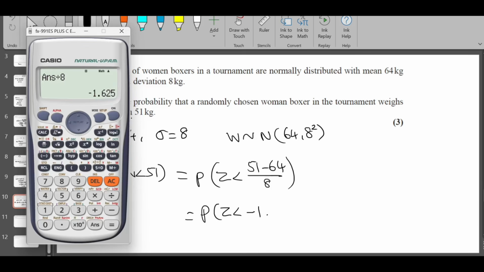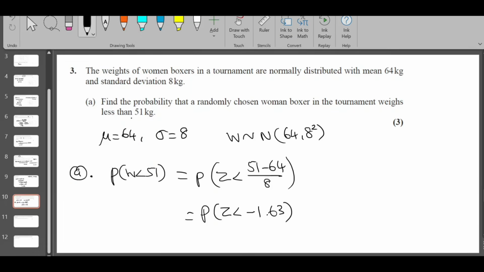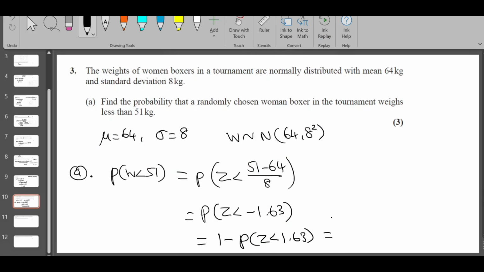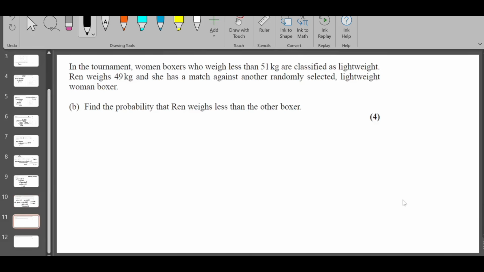I'm going to round it to 2 decimal places because if you look at the table, all the z values are in 2 decimal places. So the area on the left hand side of a negative number is the same as 1 minus P of z is less than a positive number. So 1.63 is in here, 0.9484. So the answer is 1 minus 0.9484, which is 0.0516. That's the answer. Let's look at part B of the question.